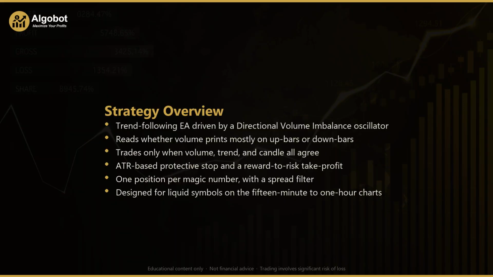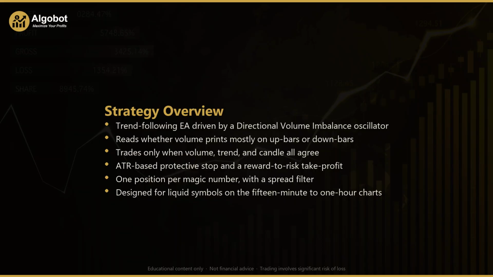At its heart is a single, focused question. Over the recent window of bars, has the traded volume been landing mostly on green candles or on red candles? To answer that, the strategy builds an oscillator called the Directional Volume Imbalance, or DVI for short. For each closed bar, it assigns a side. If the candle closed above its open, that's a +1. If it closed below its open, that's a -1. A perfectly flat doji counts as 0.